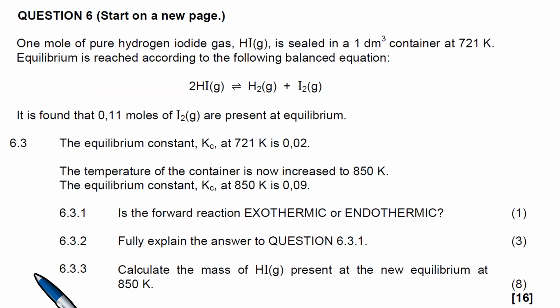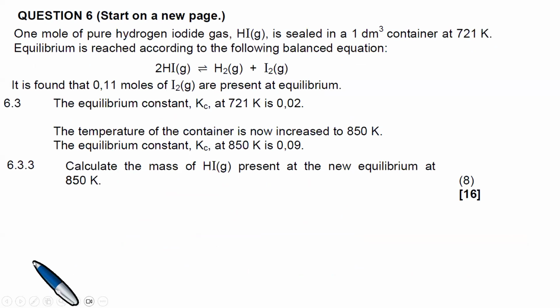All right, so let's continue. We're looking at question 6.3.3. Let's do the calculation here. Right, so in 6.3.3 now, this is the balanced chemical equation. How do we know it's balanced? It is balanced because we're able to see that we have 2 hydrogen atoms, 2 iodine atoms, and 2 hydrogen iodide.